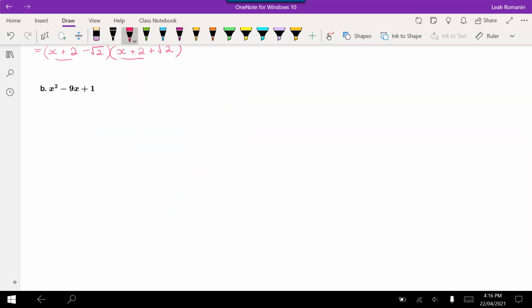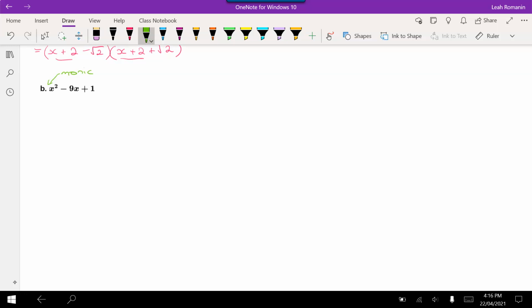And coming down to this example here, I've got x squared minus 9x plus 1. It's also important to note with these examples that they are monic, which means that they have a 1 outside of the x squared. If they had a number that was bigger than 1 or less than 1, such as a negative integer, you would have to factor out that number before you could complete the square.